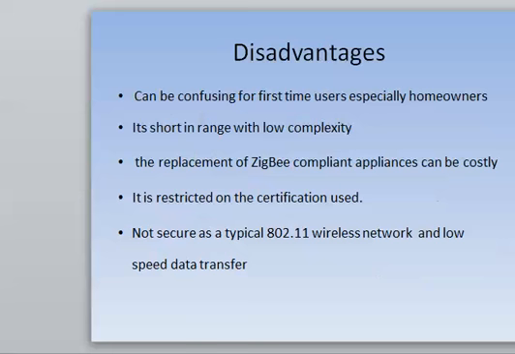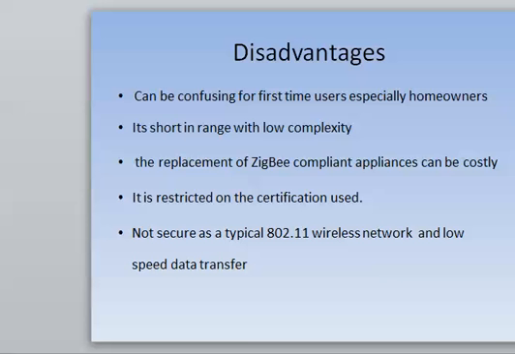Some of the disadvantages are that it can be confusing for first-time users, especially homeowners. That's pretty much obvious for any wireless device or any electronics. Once you buy something new, it's really confusing in the beginning and it's hard, but once you get used to it, it will be really easy to use, so it's not that big of a deal.